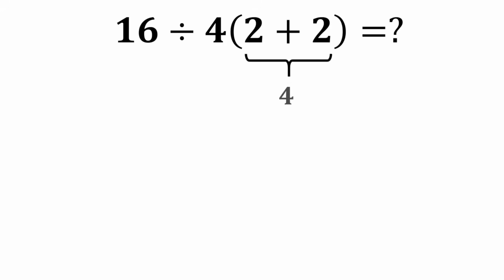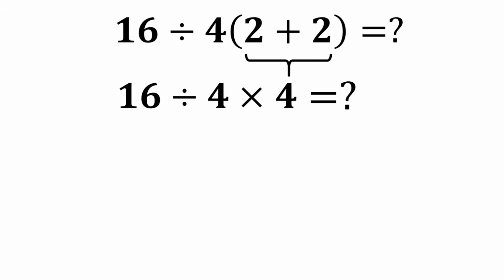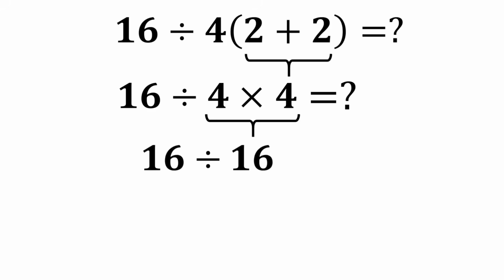2 plus 2 equals 4, and the expression becomes 16 divided by 4 multiplied by 4. Then, 4 multiplied by 4 equals 16. Finally, 16 divided by 16 equals 1.